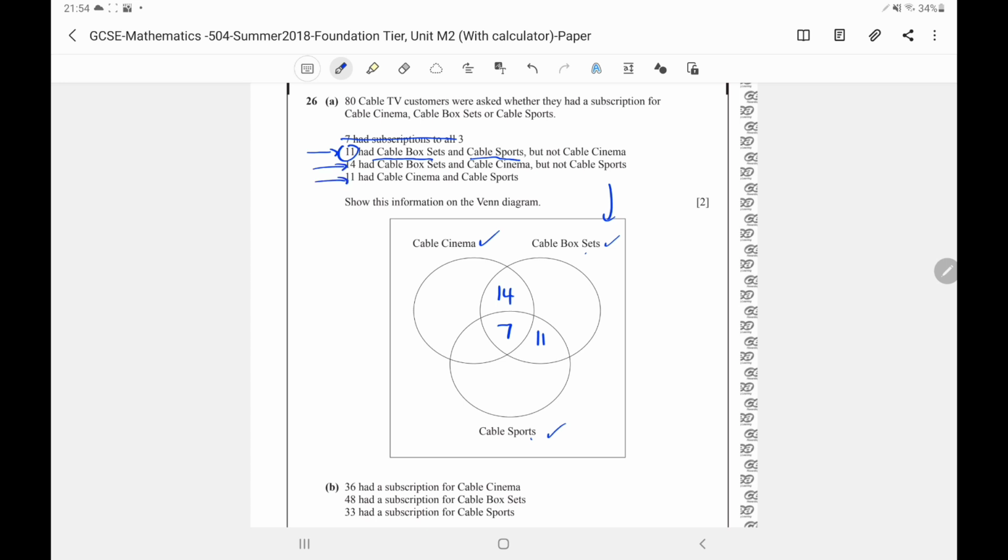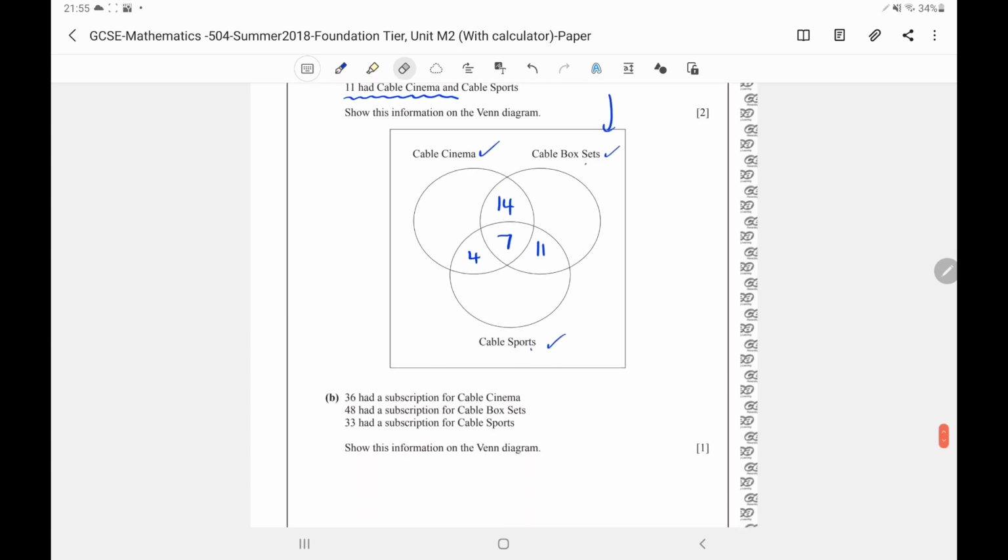That's done. And then 11 had cable cinema and cable sports. Now you could be tempted to put 11 in there, but just be careful, because if it says 11 had cable cinema and cable sports, that means that there needs to be 11 in total in here, so that has to be a 4.